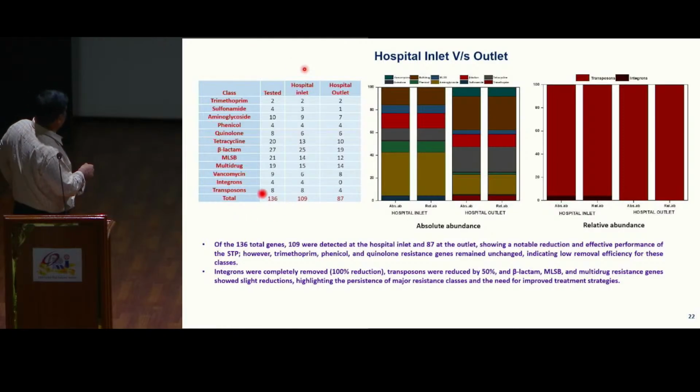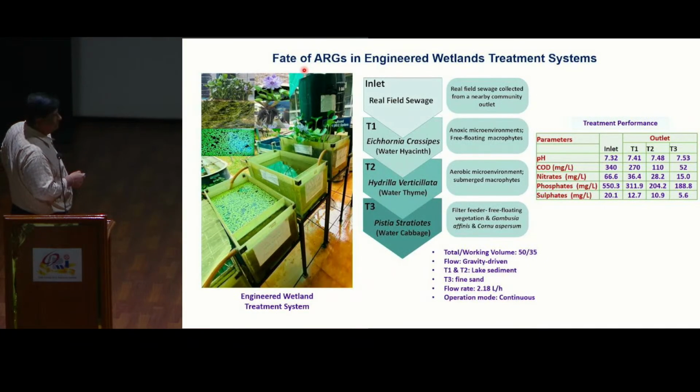Simply, I would like to say among the 136 genes studied, about 109 genes we detected in the hospital inlet. In the hospital outlet, about 87, still they are coming. So proper disinfection is not happening because the system was very small and not designed properly. This is what we observed there, and we reported it to them, but they still have to take action.